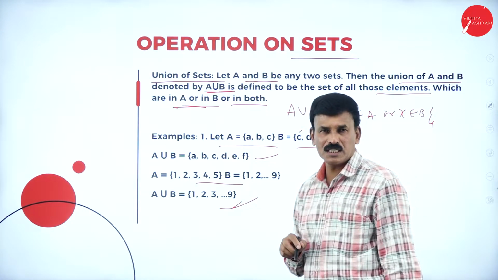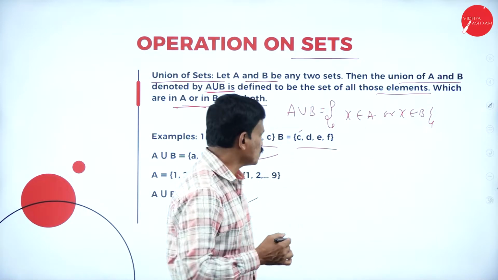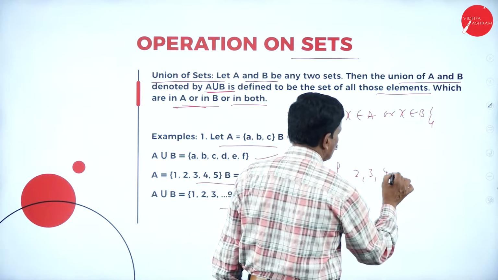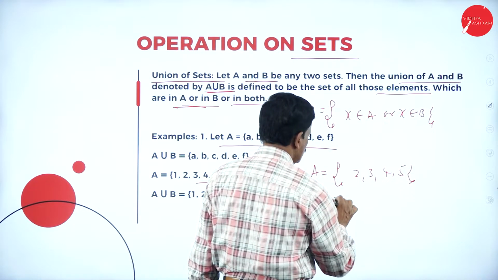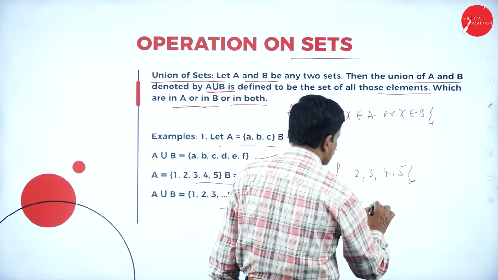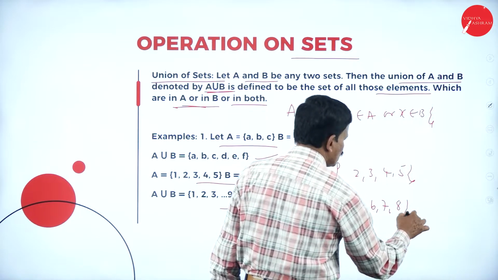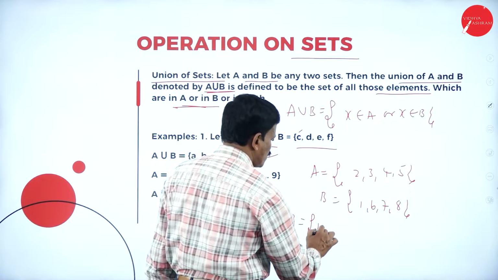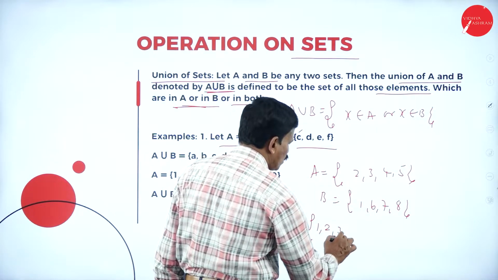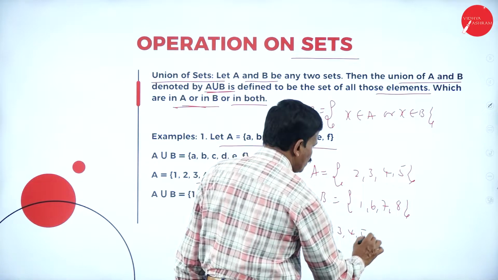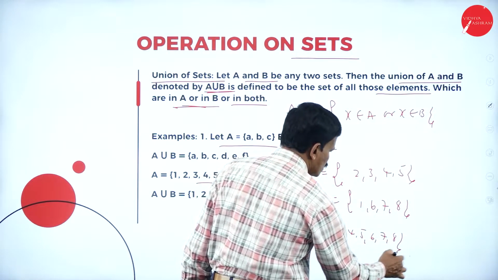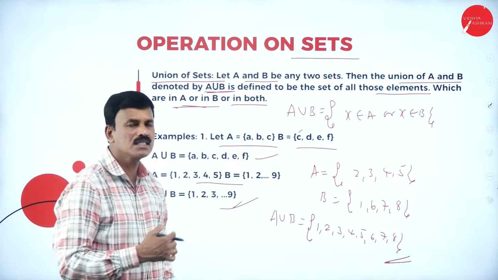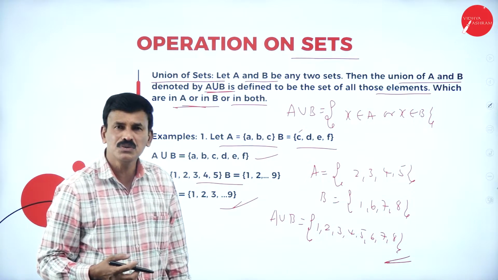Let me take one more example. If A is equal to {2, 3, 4, 5} and another set B is equal to {1, 6, 7, 8}, then the union of these 2 sets, A union B, is equal to: write down first 1, then we have 2 in order, 3, 4, 5, 6, 7 and 8. This is called the union of these 2 sets. So the combination of all the elements in A and B comes under A union B.